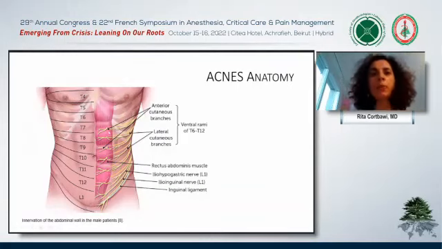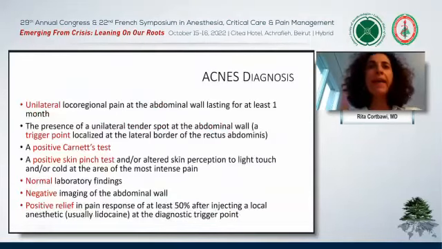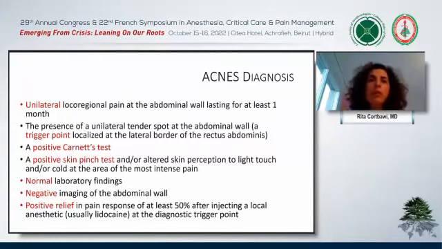So when you see this, you will understand that in these patients there is usually a trigger point next to the lateral border of the rectus abdominis muscle. It is an ipsilateral pain on one side of the abdomen, so it's a unilateral pain. You should find the trigger point. There is also a positive Carnett sign, and I'll show you what a positive Carnett sign is. And a very important element: the laboratory findings are normal, the imaging is negative. And usually the local anesthetic injection serves both as a diagnostic and a therapeutic block.